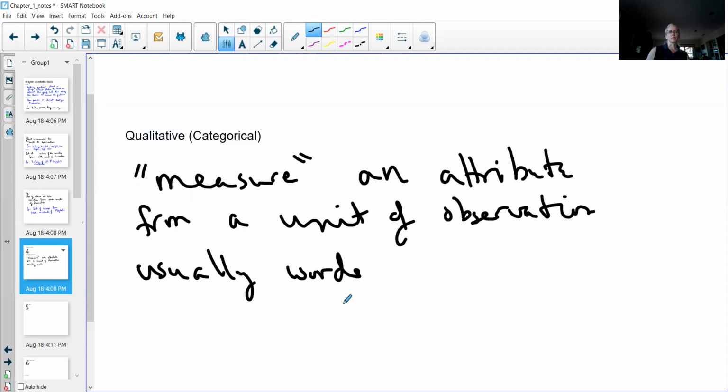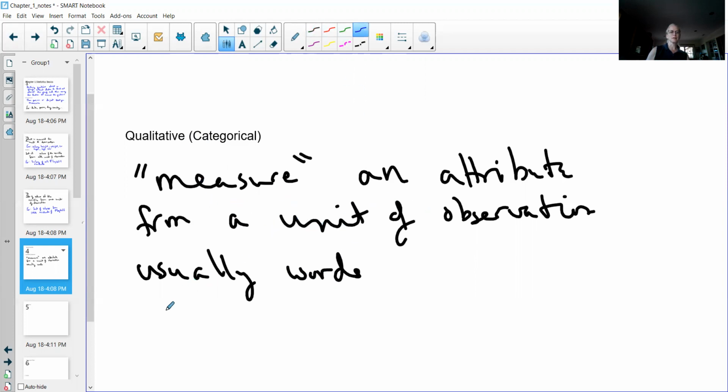Pain measurements are one of those things where people say, on a scale from 1 to 10, what's your pain measure? The problem with those numbers is the numbers don't mean the same thing to you. My number 5 is very, very different from somebody else's number 5 for how much pain they're in. So these numbers aren't real numbers, they're kind of unreal numbers. But when we have qualitative variables or categorical variables, we're measuring some attribute.